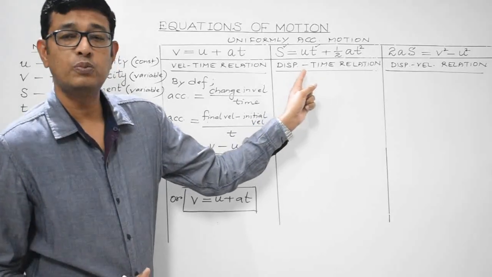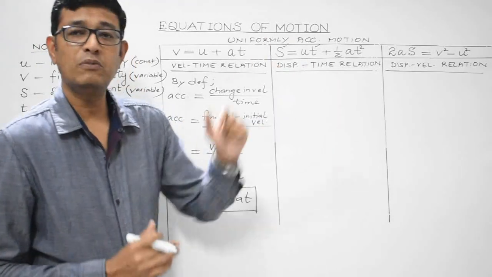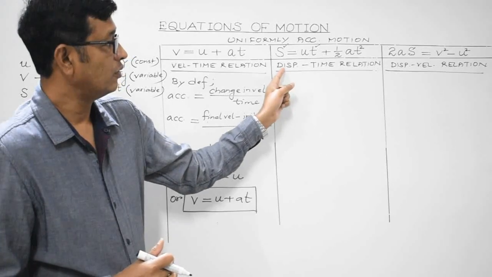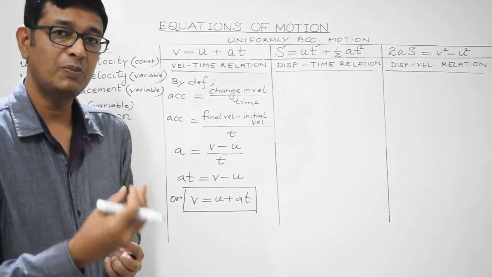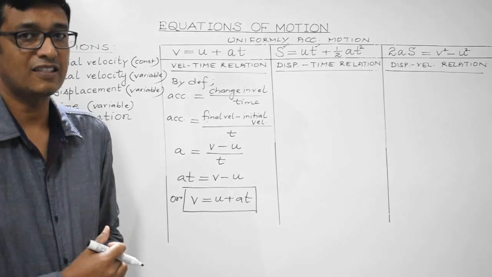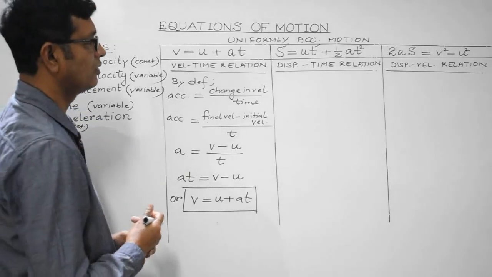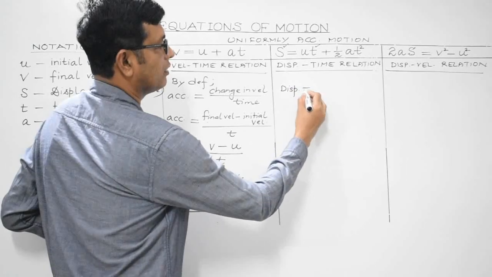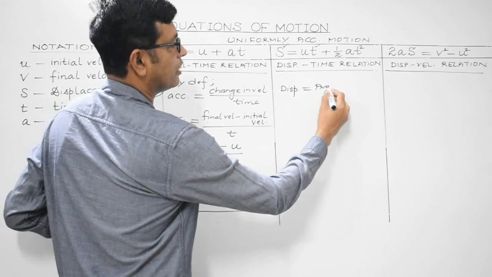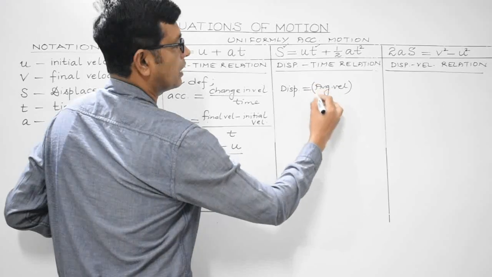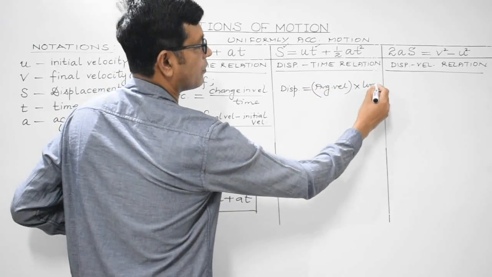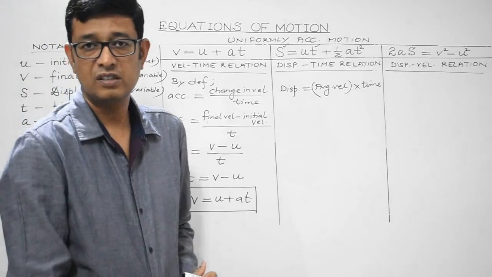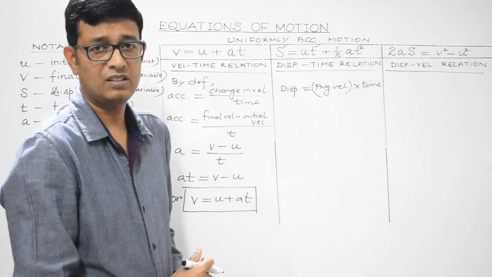Now we are supposed to prove the displacement time relationship. So we are supposed to find an expression for the displacement in terms of the acceleration and time, right? So what we do is, we are aware the displacement covered by a body would be equal to its average velocity multiplied by the time. We can write it like this: displacement is velocity multiplied by time, isn't it?